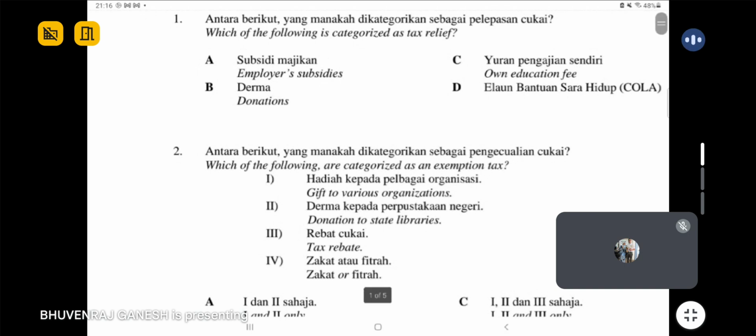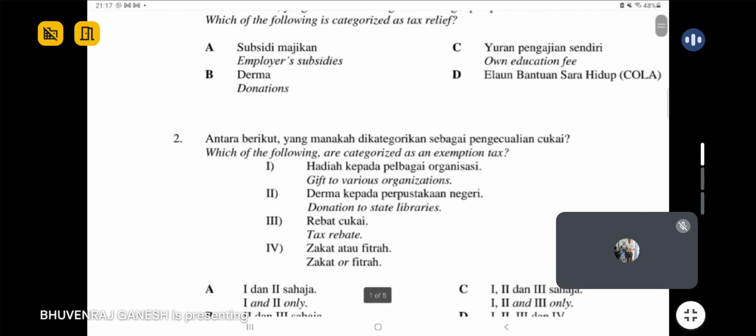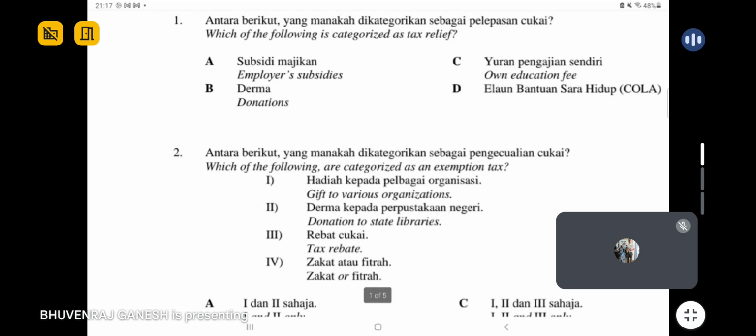Tax relief. Mana satu? Ahmad? Do you know the answer? Tahu tak? Mana satu adalah pelepasan cukai? Tax relief. Kalau kamu tak tahu, kamu boleh rujuk buku teks juga. Okay, you can refer textbook. B ya. Okay, let us check.